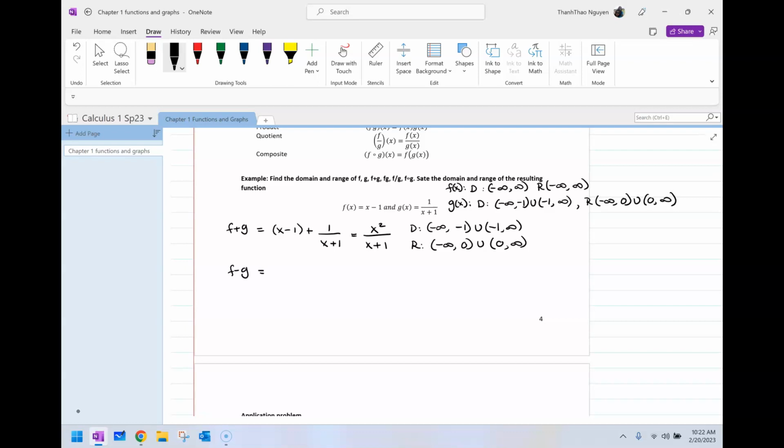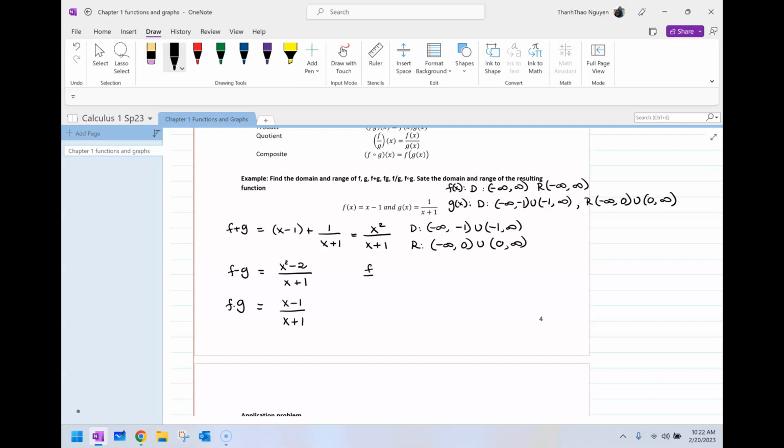f minus g, you can go ahead and perform the operation. This we get x squared minus 2 over x plus 1. The domain of this is the same as the domain of f of x. Excuse me, the same as the domain of f of x plus g of x. Let's take a look at f times g, or f times g of x. This becomes x minus 1 divided by x plus 1. Okay. The domain and range is the same.